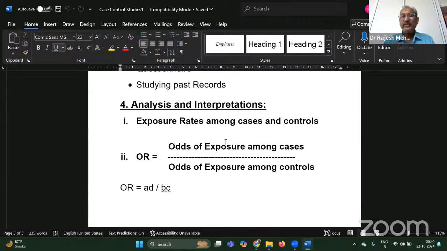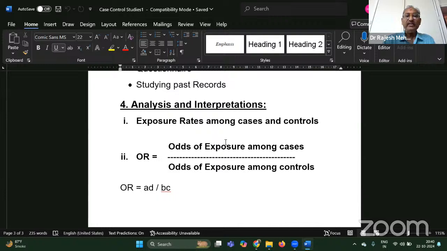This means the odds ratio is a ratio of the odds. Odds means exposure. How many people were exposed among cases, and how many people were exposed among controls? So that's why we are taking this ratio of the odds, right?